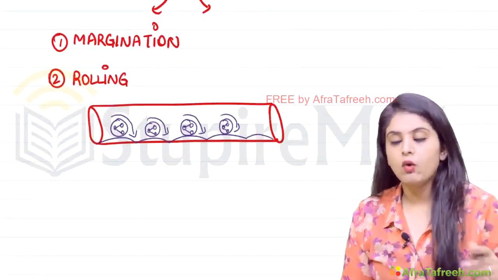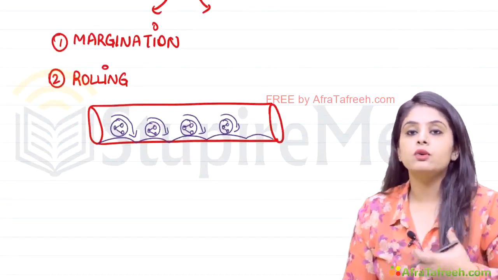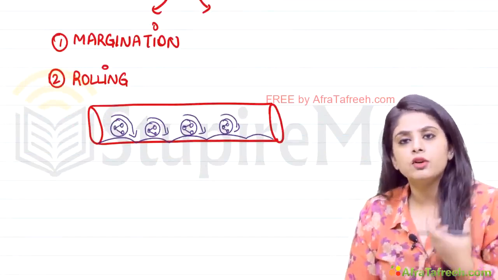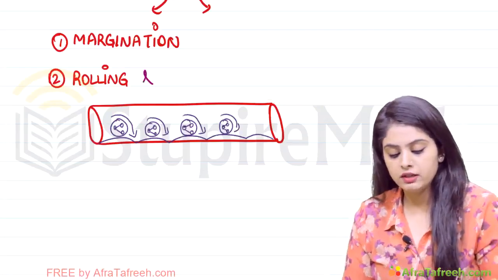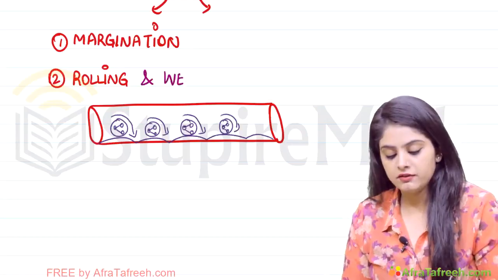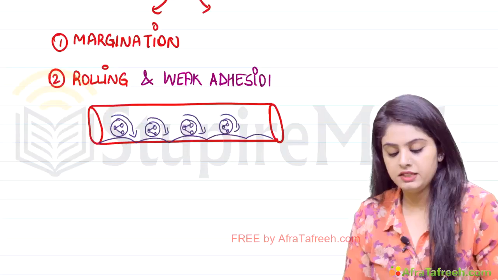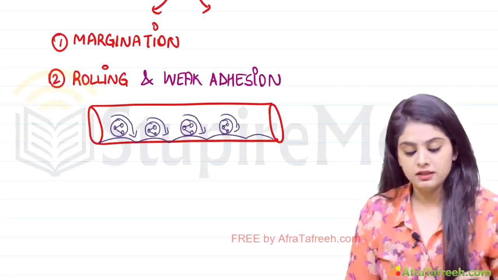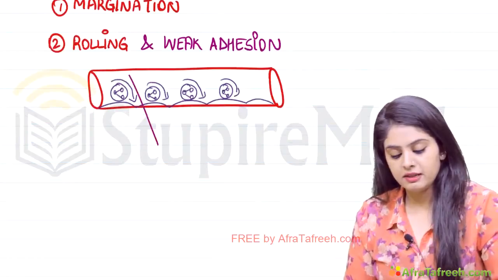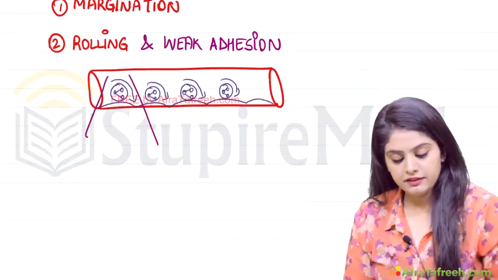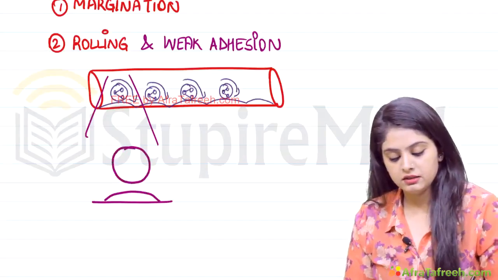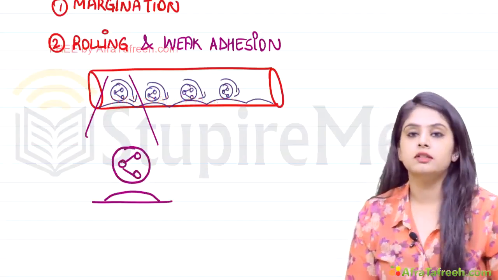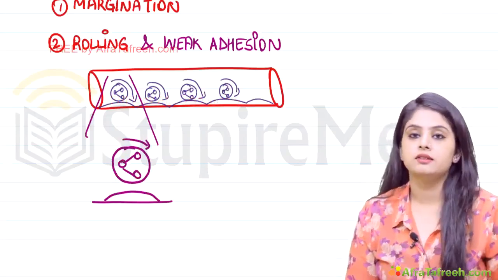Now, although it is called rolling, I want to add on, and we are going to modify this event a little for our own understanding and for our memorizing purposes. We are going to call it rolling and weak adhesion. What do I mean by that? Let's take a magnified image of this area. If this is the endothelial cell and this is the leukocyte or the WBC, which is rolling, right?